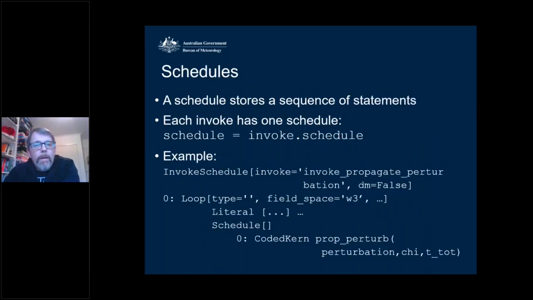Now, what you want to get from an invoke is basically a schedule. The schedule is just a sequence of statements. So every invoke will have a schedule attached, and you can simply get this by calling invoke.schedule, which gives you the schedule. We have seen in Sergi's and Eva's previous presentations that you can actually view the schedule. So for example, you will see here the invoke schedule. Now I had to remove a lot of the parameters here. This invoke schedule in this case has one loop over a certain field space, which has several literals. Those are the loop boundaries, and then it has another schedule. Remember, a schedule is a list of statements. In this case, it contains a kernel call.